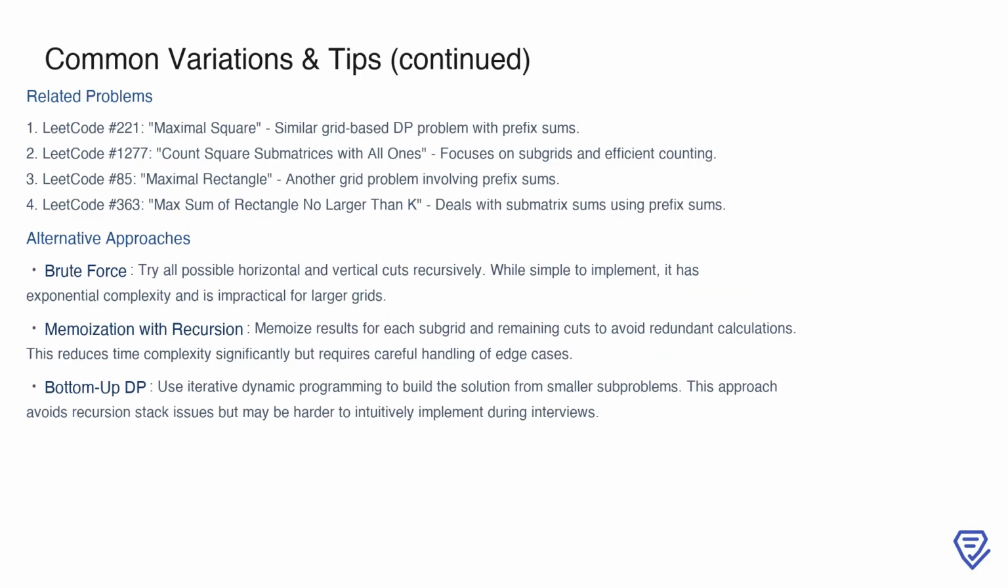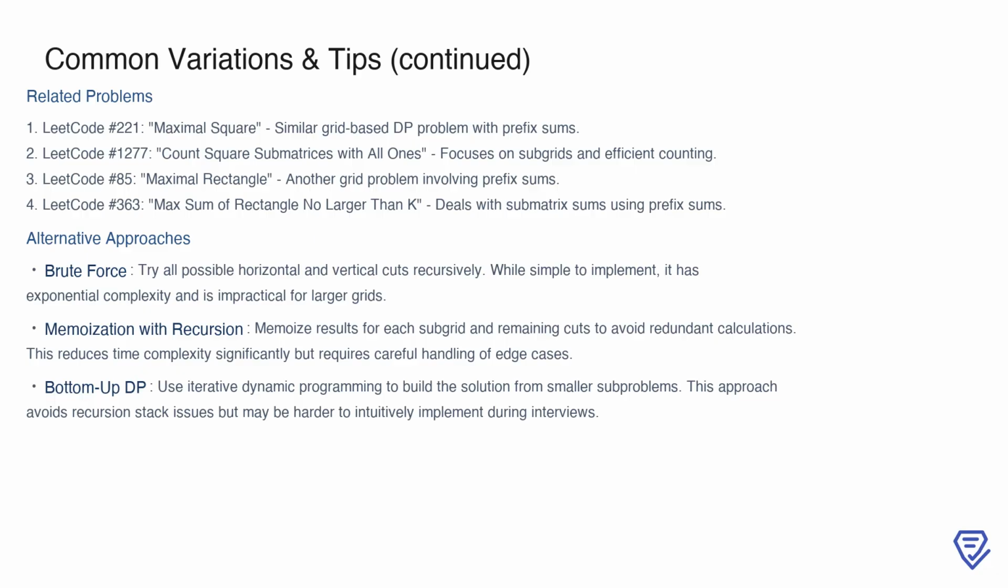To deepen your understanding, it's helpful to explore related problems. For example, LeetCode number 221, maximal square, is another grid-based DP problem that shares a focus on subgrid calculations and prefix sums. Similarly, LeetCode number 1277, count square submatrices with all ones, involves efficient subgrid counting. LeetCode number 85, maximal rectangle, also uses prefix sums in the context of grid problems, and LeetCode number 363, max sum of rectangle no larger than k, focuses on submatrix sums with prefix sums. These problems can provide additional practice with similar techniques.